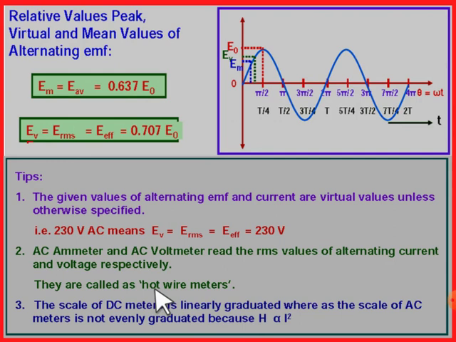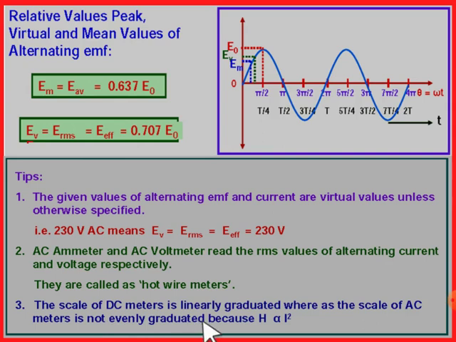So in the case of an AC ammeter and voltmeter, whatever they read is nothing but the RMS value only. They are called hot wire meters. Why? Because they measure the amount of heat produced. Indirectly they indicate the voltage or the current, but they measure indirectly, inside, the amount of heat produced. That means the heat produced is for the RMS value. So they are called hot wire meters.